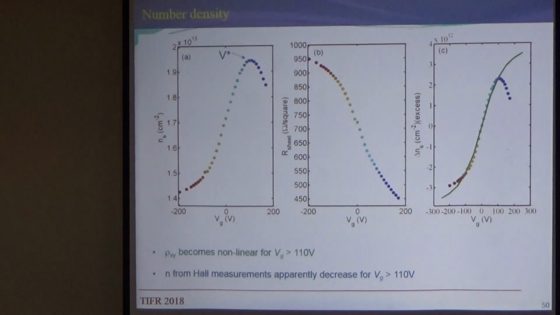So, to understand that, we started measuring the number density. Now, we took the sample in a Hall bar and we measured the number density. We took the Rxy, fitted it to a single electron model and extracted the number density. As expected, the number density kept increasing with gate voltage, but beyond a critical gate voltage where this transient superconducting state appears, the number density apparently begins to decrease, which is unphysical, it cannot happen. I have a gate voltage, I am pumping in electrons, the number density must increase, and we know what this artifact is, I will come to that.